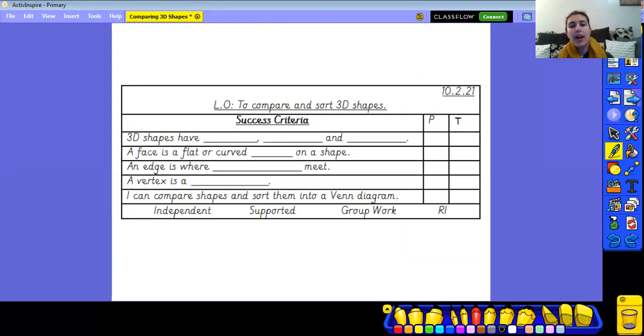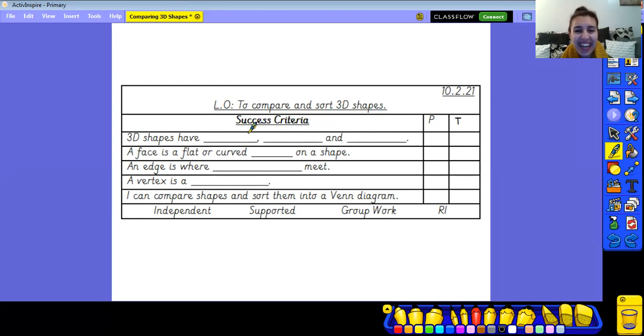Okay, so hopefully we have got a nice quick maths lesson for you today because we've done something very similar with our 2D shapes. So today we're going to bring together all that knowledge of our 3D shapes and use that to try and compare them and sort them into a Venn diagram. So let's go through our success criteria then. 3D shapes have, now there's two ways that we could fill this in. 3D shapes have height, width, and depth, but we could also say that 3D shapes have sides, edges.